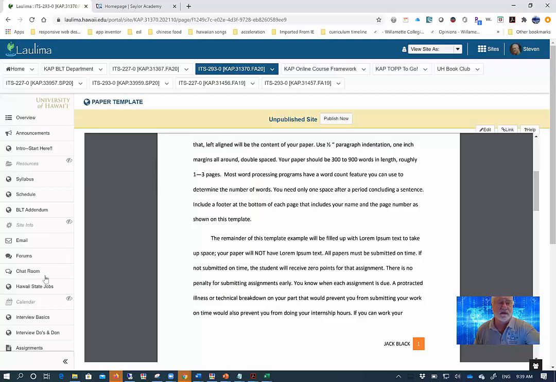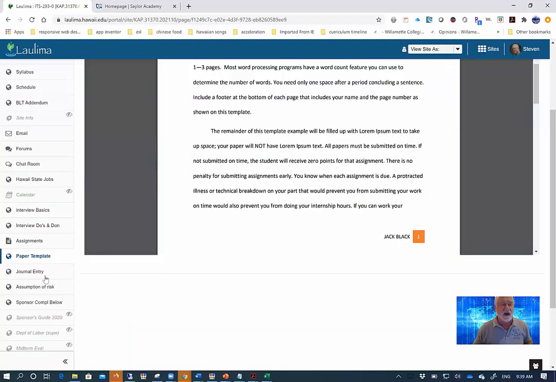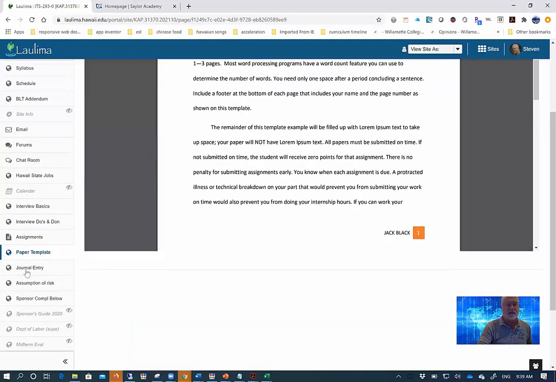Okay, what else do we have here? Over here on the left, you have a couple things. Here's where you do your journal entries. I need you to fill out this assumption of risk, which basically means that you will assume the risk should anything happen to you. Please don't get hurt, but if something should, we're not to blame, okay? The rest of the stuff here is invisible. That's actually for the sponsor's guide, and that will go to them. You have to kind of tell me about who you'll be interning with, and then I will send information to them.